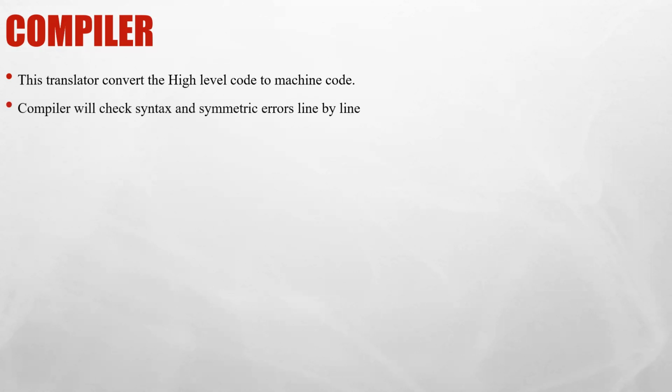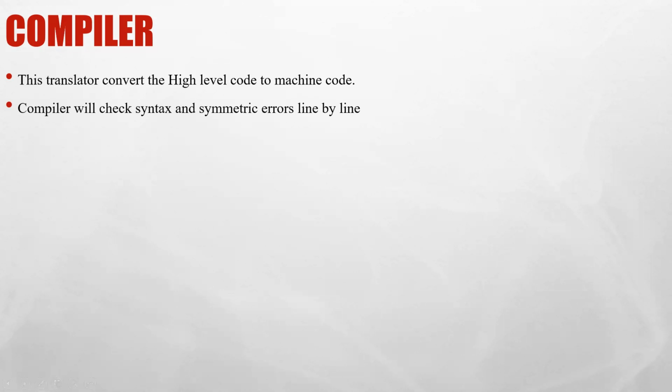The next is the compiler. So what does the compiler do? A compiler will convert your high level language into machine dependent code. Here, it will check for syntax errors line by line.